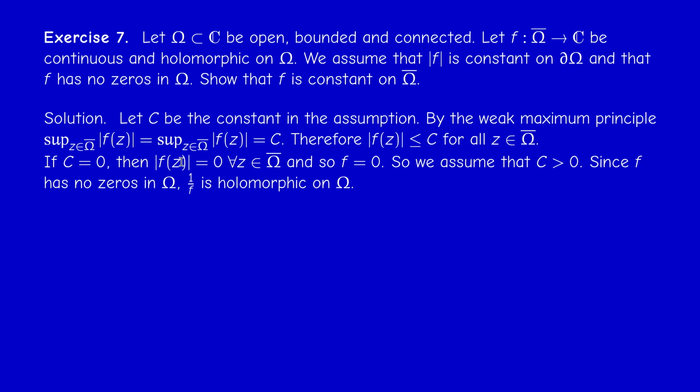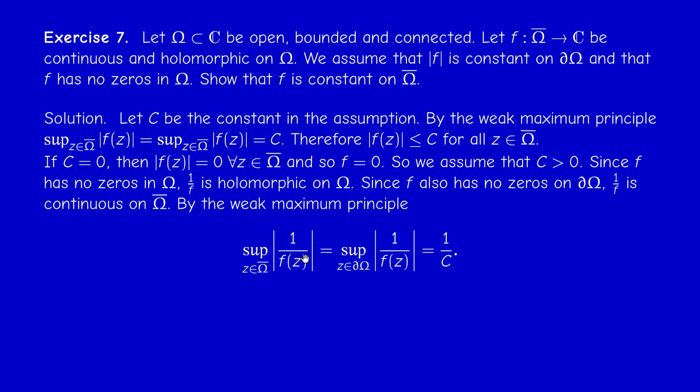If f has no zeros in omega, then I may consider 1 over f. And 1 over f in this case would be holomorphic, because it is the inverse of a holomorphic function which does not vanish. Now since f has no zeros on the boundary, because f is constant and the constant is positive, actually 1 over f is still also continuous on omega bar. So now I can apply the maximum principle to 1 over f.